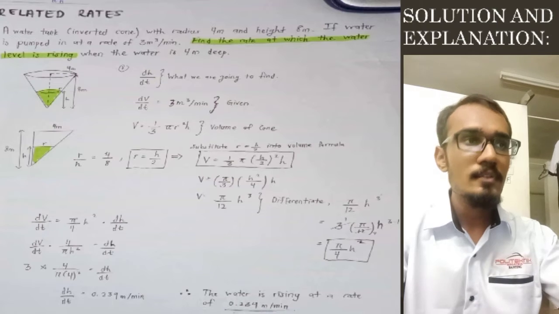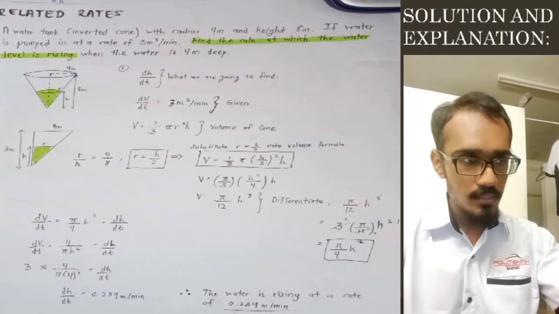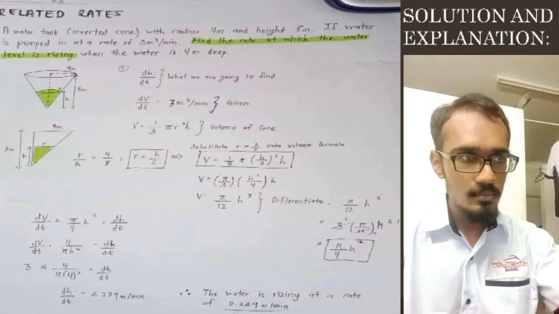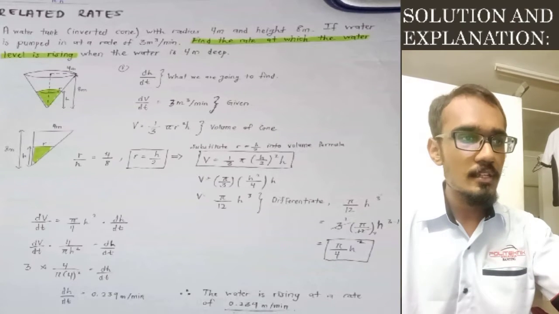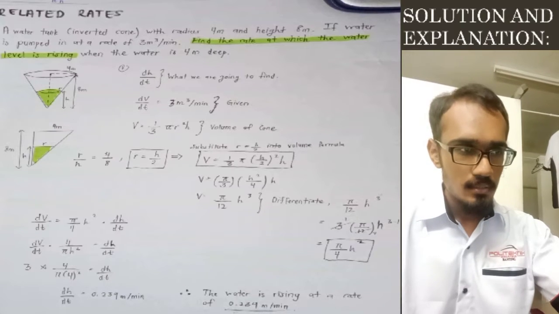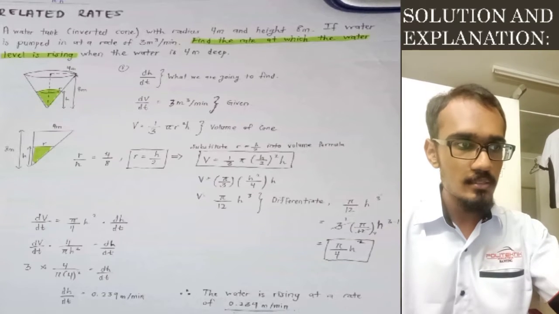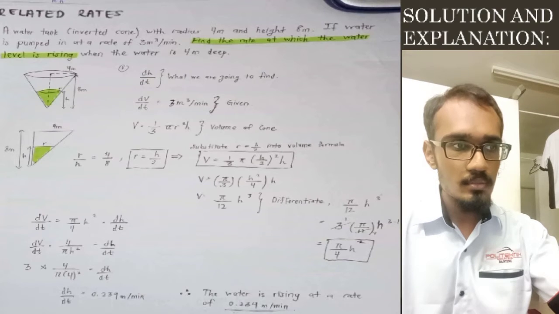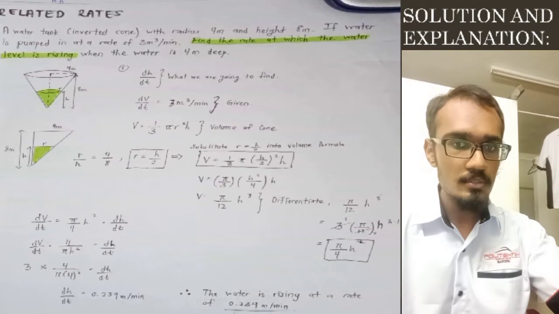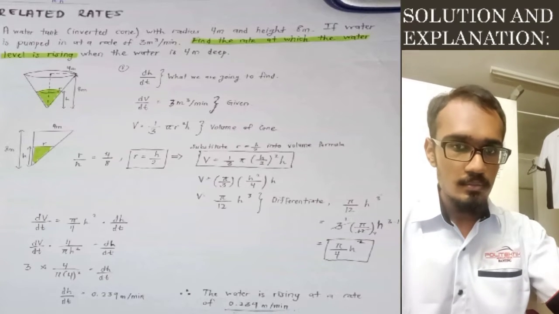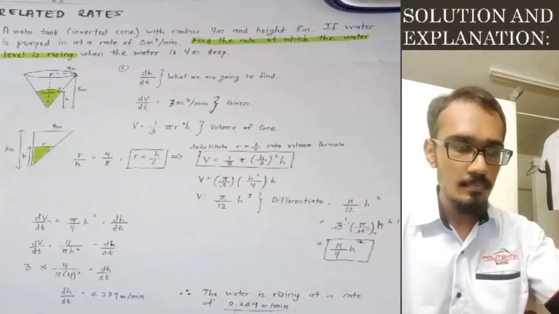To make it clear, from the inverted cone shape that you have drawn, you have to make a triangular shape with the height of 8 meters and length of 4 meters. Then the water rising should have the height as H and the length as R, because the length is considered to be the radius of the cone. We just made a triangle to make sure that we understand the question correctly.